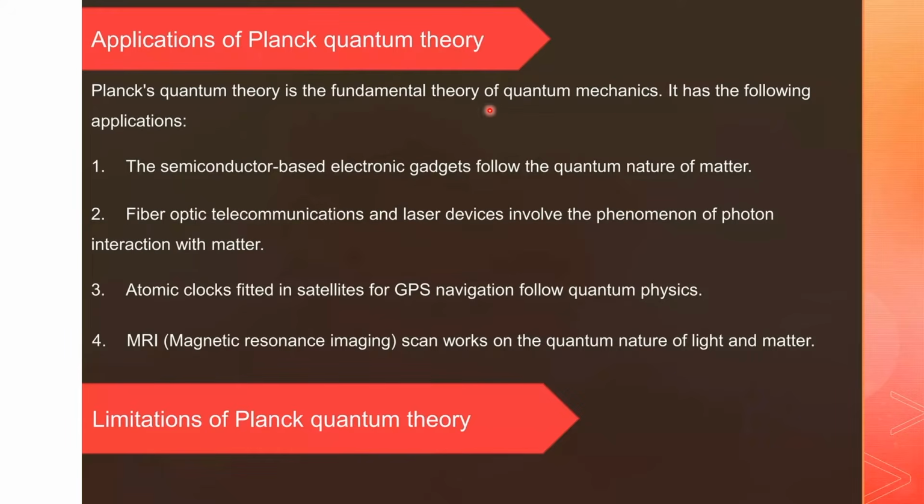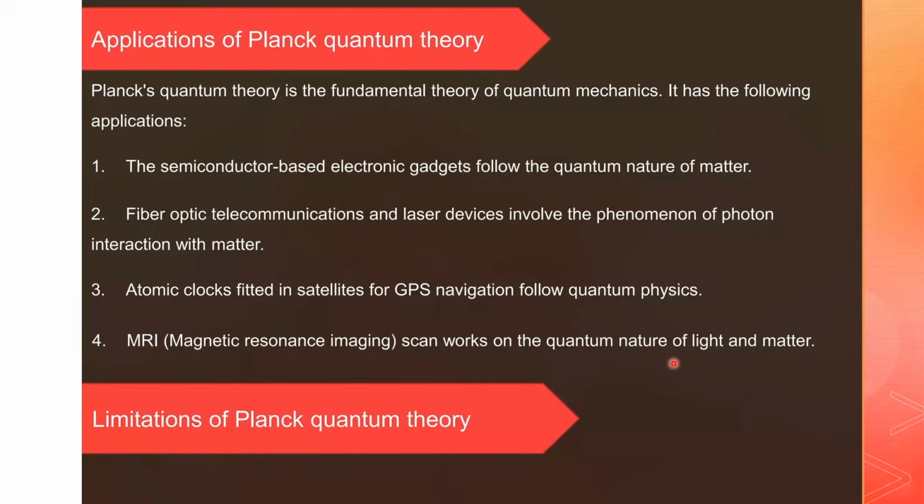Next, we will talk about applications of Planck's quantum theory. Planck's quantum theory is the fundamental theory of quantum mechanics. It has the following applications. Semiconductor based electronic gadgets follow the quantum nature of matter. Fiber optic telecommunication and laser devices involve the phenomena of photon interaction with matter. Atomic clocks fitted in satellites for GPS navigation follow quantum physics, and MRI, or magnetic resonance imaging, scans we observe in different hospitals work on the quantum nature of light and matter.